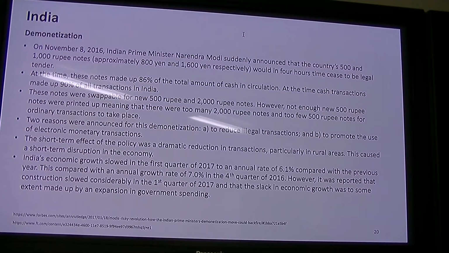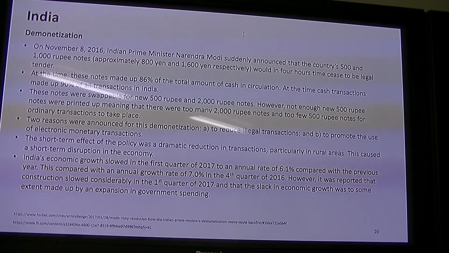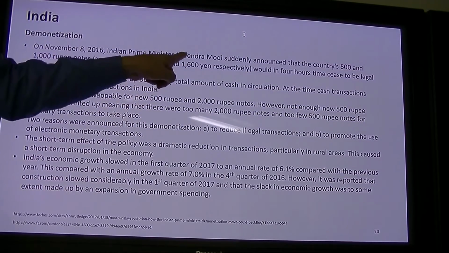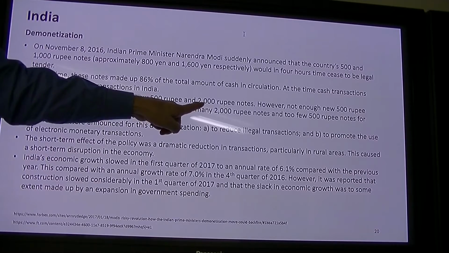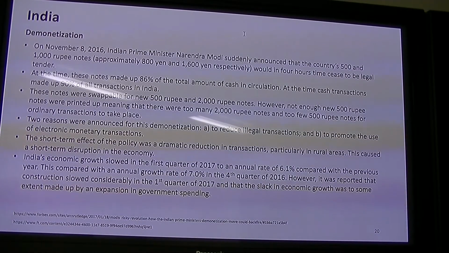Now people had to go and change the cash in. But everybody was rushed, so everyone had to rush to the bank. One of the problems was that they were swappable. They had a new 500 rupee note, and they got rid of the 1,000. They put in a 2,000 rupee note, but they printed up too many 2,000 rupee notes, not enough 500 rupee notes.